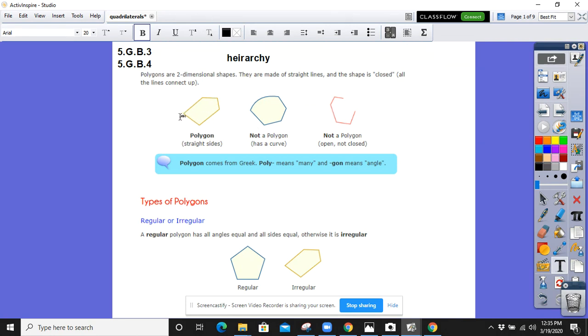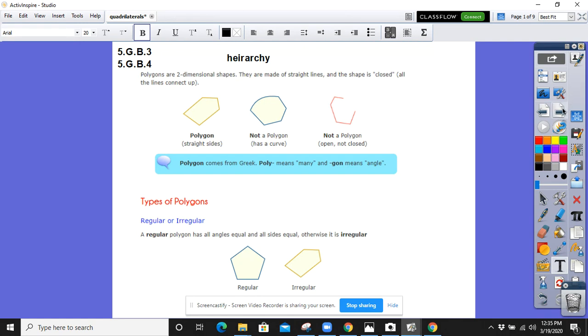This is a straight side polygon. This would not be considered a polygon because it has a curve. So like a circle is not considered a polygon. Then they have straight lines, but the polygon is open. You see the lines are not connected. So a polygon is a two-dimensional shape. You have different kinds of polygons. You have a regular polygon that has all angles and all sides equal. So you're thinking about your hexagons, pentagons, octagons, and then you have ones that are not always equal, and that would be like an irregular polygon.